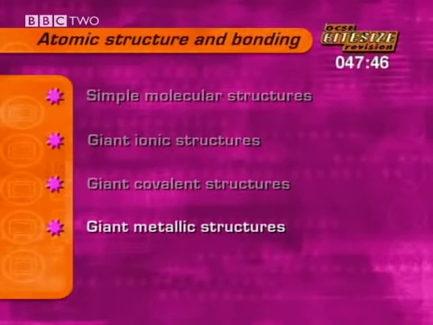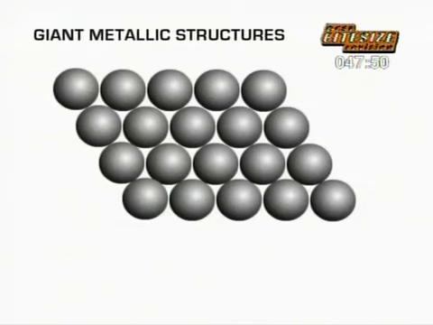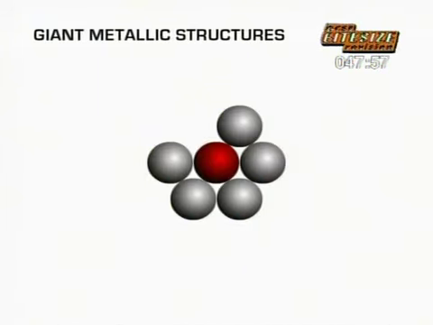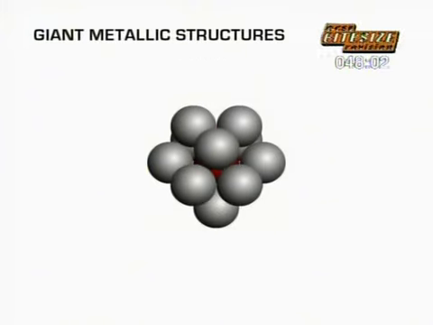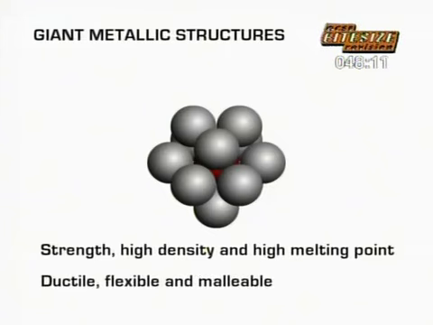Next, giant metallic structures. Atoms in a metal are in closely packed layers. Each atom is in contact with 6 other atoms in its own layer, another 3 atoms in the layer above, and another 3 in the layer below, making a total of 12. This gives metals their strength, their high density and high melting points. Metals are also ductile, flexible and malleable. They can be stretched, bent and worked.